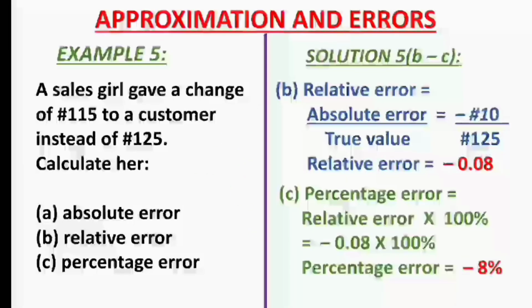Lastly, to know the percentage error, the formula is relative error times 100%. Multiplying your relative error by 100%, our percentage error in question 5 is minus 8%. If you can observe closely, you will see that all the errors in question 5 are negative errors. Once again, this is so because the measured value is smaller than the true value. I hope the solutions to question 5 are clear to you.